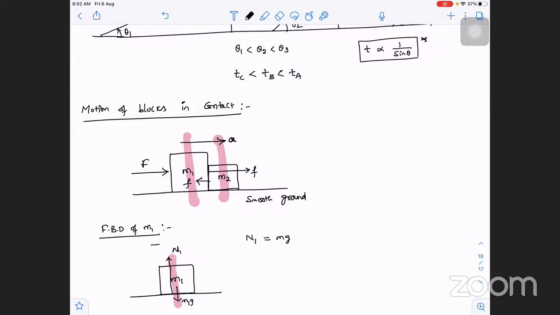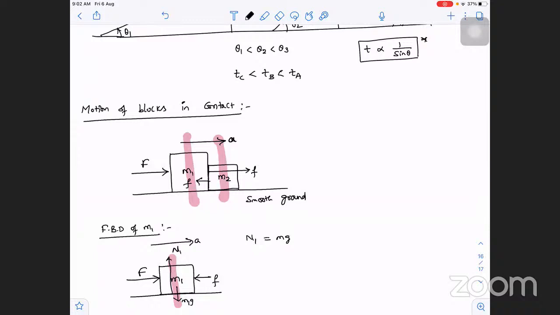But it will accelerate forward. It will accelerate forward because of what forces? Capital F and small f. See, there are two forces acting on M1. Capital F is the force we applied. Small f is the force which is acting on M1 by M2. Okay, this is called the free body diagram.